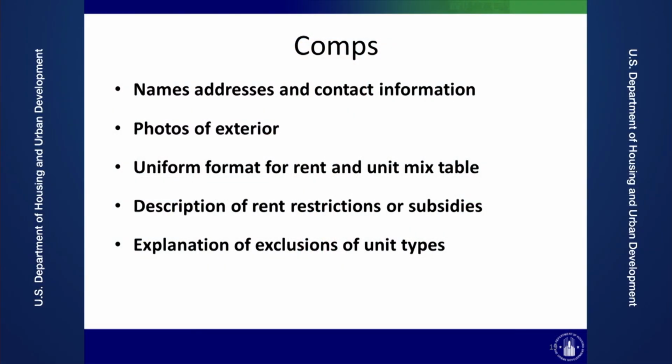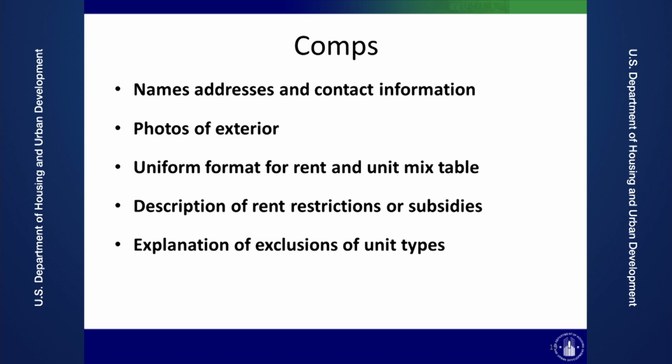At the bottom of the substantive review, we talk about comparable property profiles. We're looking, and the appraiser must provide names, addresses, and the contact information for the comparables that were selected, photographs of the exterior, because in many cases you do not have the ability to get photographs of the interior of the units. We don't require interior photographs. A uniform format for rent and unit mix table.